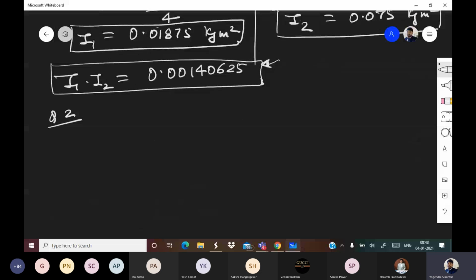Question 2. Two circular discs A and B of equal masses and thickness but made of metals with densities dA and dB. Okay, so masses are equal and thickness is also equal, but densities are different. Their moments of inertia about an axis passing through the center and normal to the disc are IA and IB.